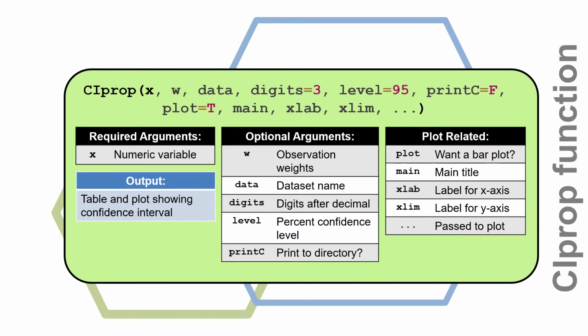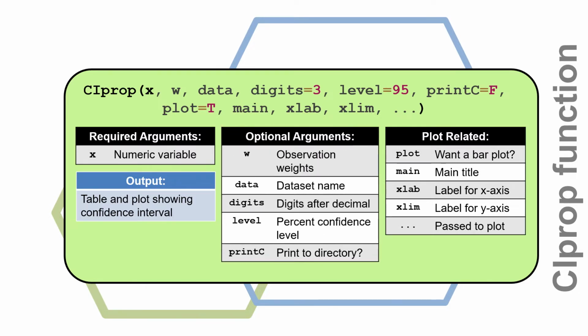It's easy to create a confidence interval for a sample proportion with the CIprop function. There is one required argument, x. The x argument is set equal to the nominal or ordinal level variable to be analyzed. The CIprop function has some standard optional arguments.